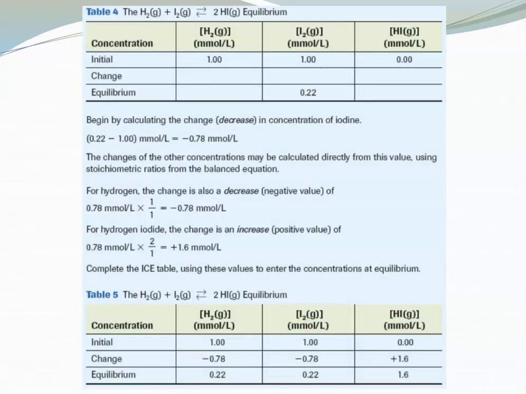In the ICE table, we can see that we have information about the initial and equilibrium concentrations of the iodine gas. This means that we can calculate the change in concentration by subtracting the initial concentration from the equilibrium concentration. Because hydrogen and iodine have a 1-to-1 ratio, the same change would be expected for the hydrogen gas. To figure out the change for hydrogen iodide, multiply by 2 because the coefficient in front of hydrogen iodide is 2. This will give the final concentration for the hydrogen iodide.